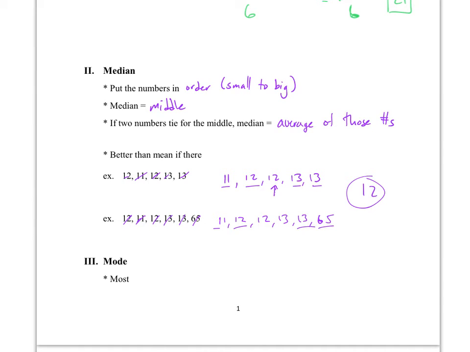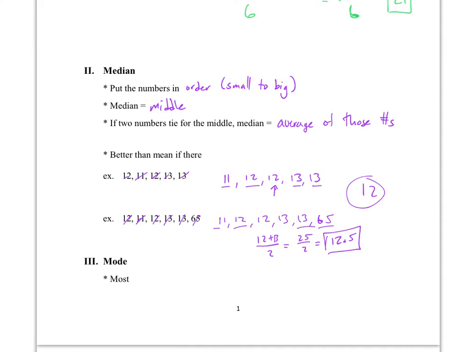So, how do you find the average of 2 numbers? First, add them together. 12 plus 13 divided by 2. 12 plus 13 is 25. Divided by 2 gives me 12.5. 12.5? Yes, 12.5.